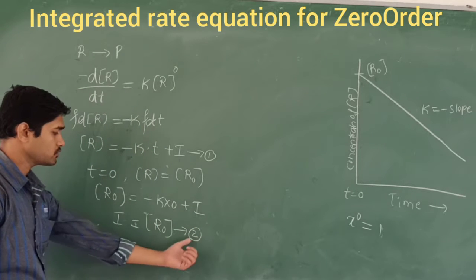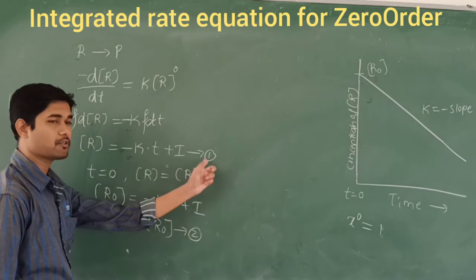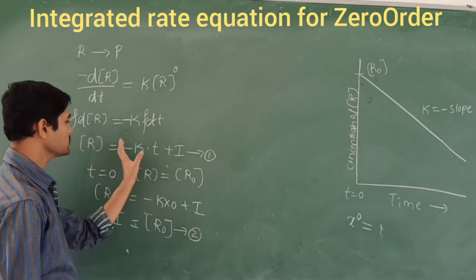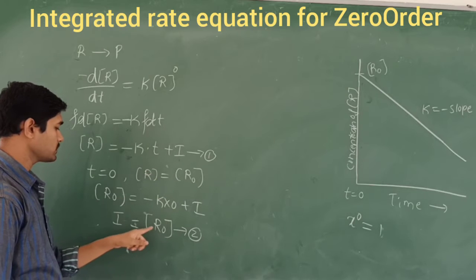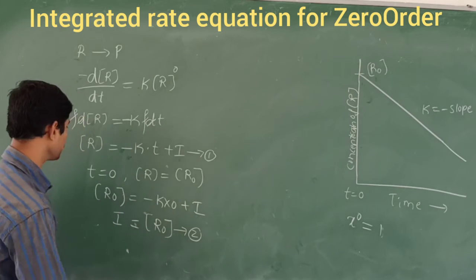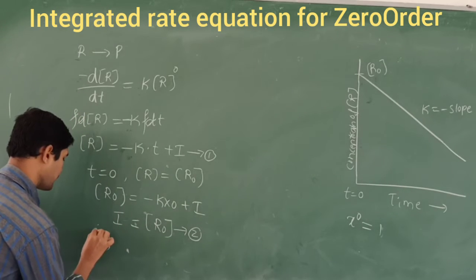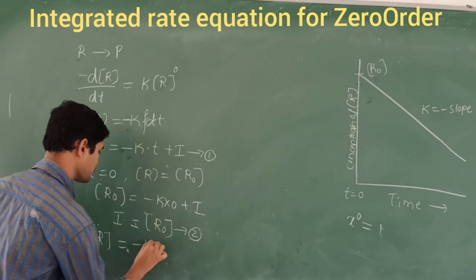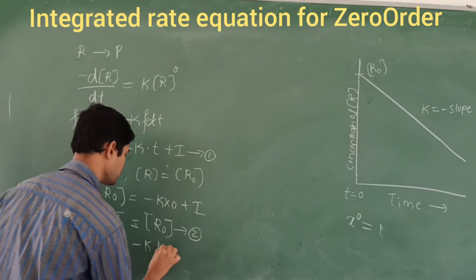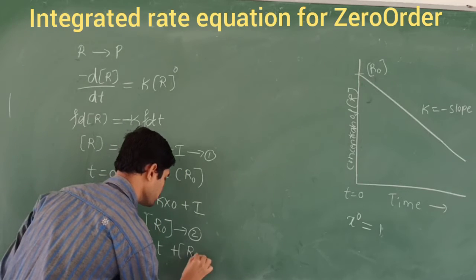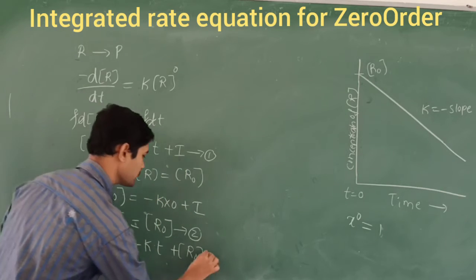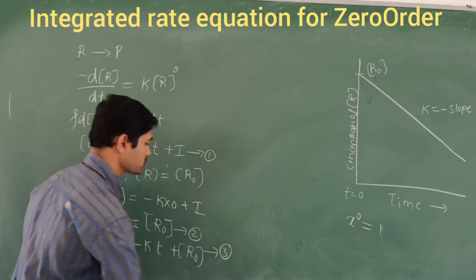Now I am going to substitute the value from equation 2 into equation number 1, because we know all these terms but we don't know the integration constant. That's why we substitute this R naught into equation 1. Therefore, the concentration of the reactant R is equal to minus K into T, plus the initial concentration of the reactant, R0. I am going to take this as equation number 3.